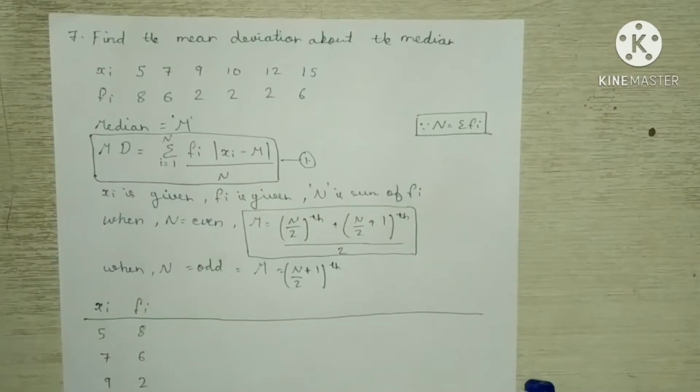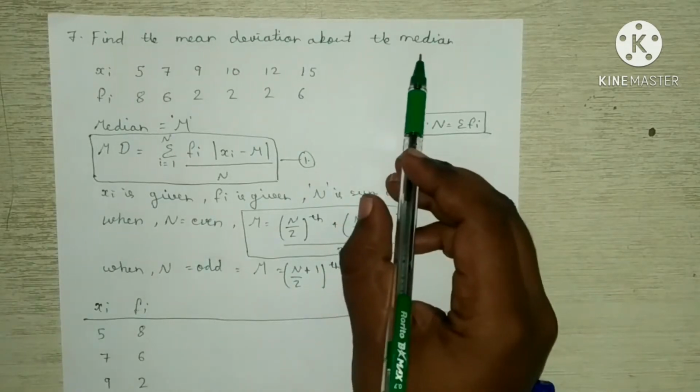Okay, next we are going with the seventh question of exercise 15.1. Find the mean deviation about the median. Till now we have solved the fifth and sixth questions, find the mean deviation about the mean. Now we are going to solve find the mean deviation about the median.